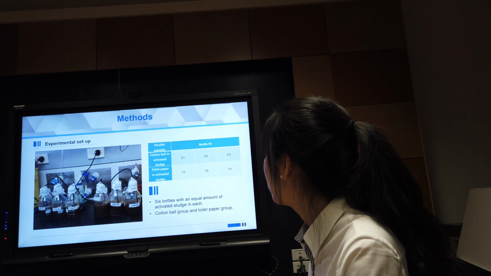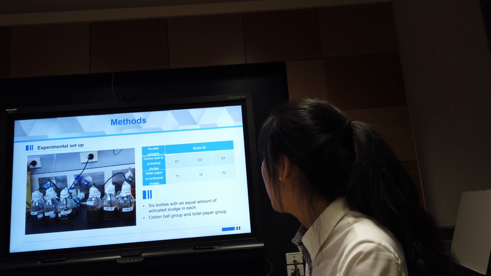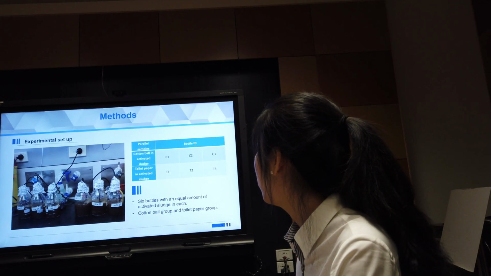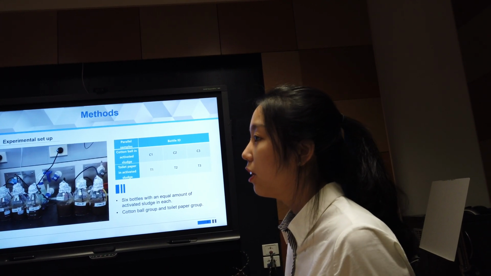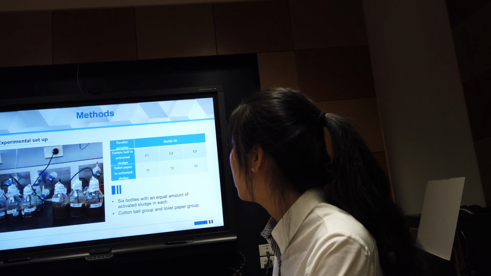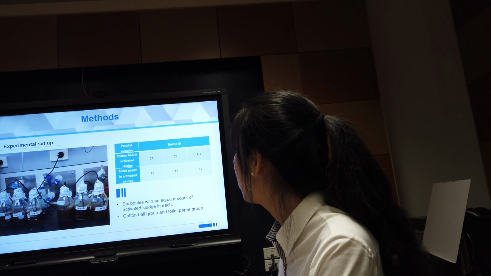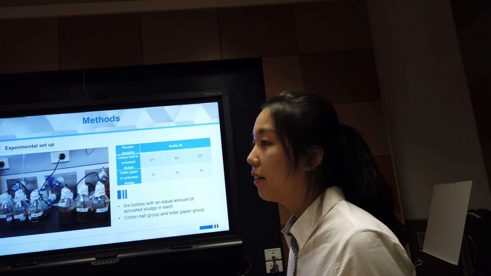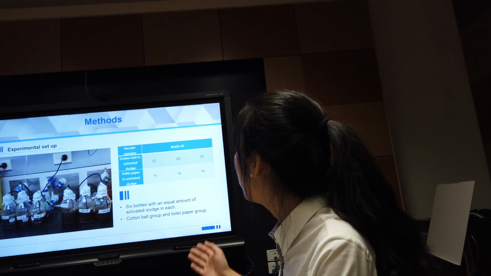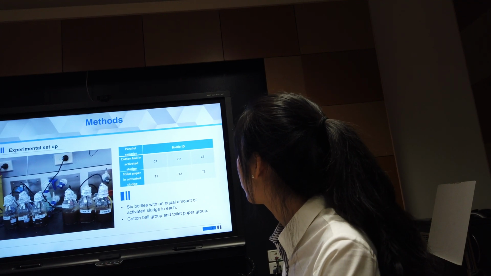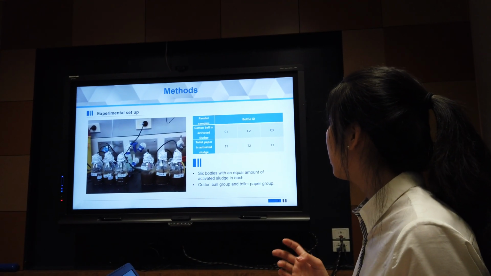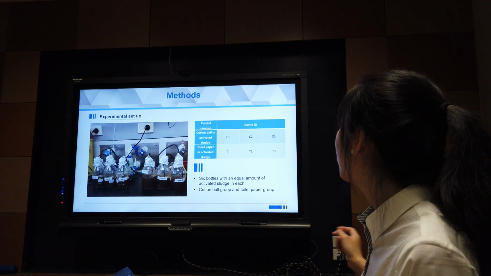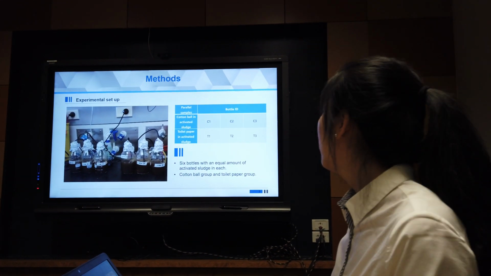Next part is methods. We prepare 6 bottles and pour an equal amount of sludge into each of the 6 bottles. And these 6 bottles are divided into 2 groups: cotton ball groups and toilet paper groups, and we label them with C1, C2, just like in that table.